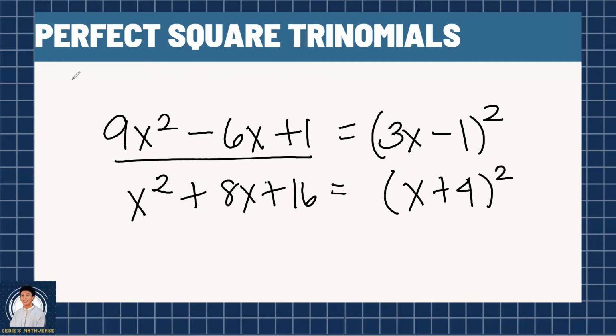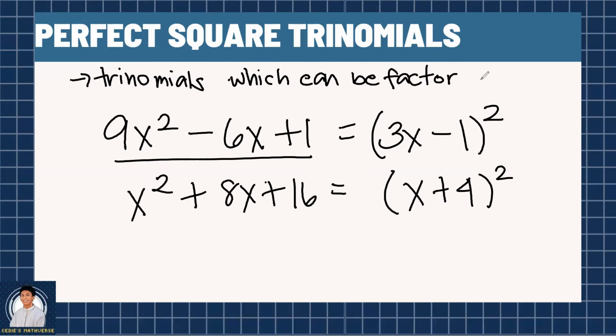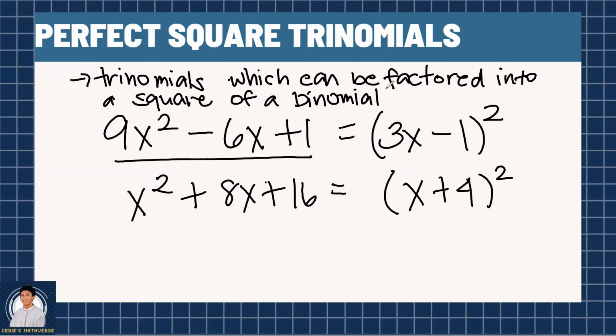Basically, perfect square trinomials are trinomials which can be factored into a square binomial. But how do we find missing terms of a certain expression such that the whole expression is a perfect square trinomial? We will find out in the next part.